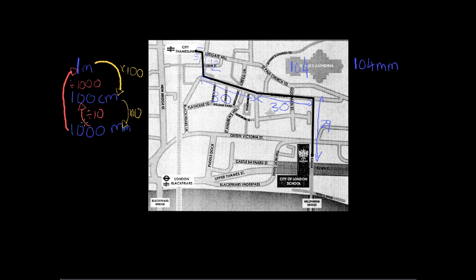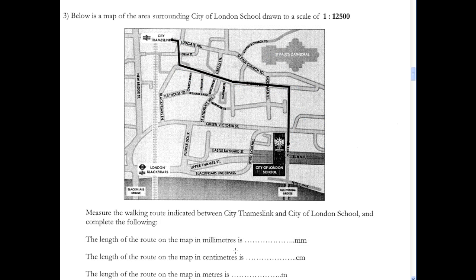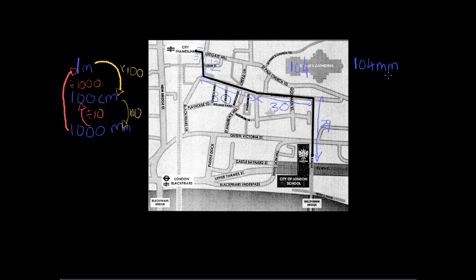Now, using this knowledge, if we look back at the question, the length of the route of the map in centimeters, then 104 millimeters will be 104 divided by 10 centimeters. So if we divide 104 by 10, the answer we get is 10.4 centimeters.